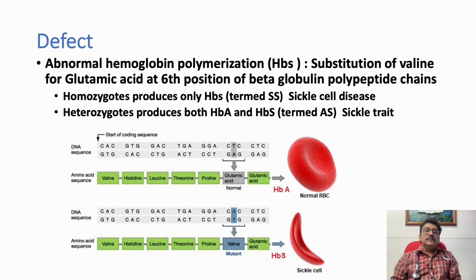And heterozygotes produce both HbA and HbS. That means one from the father, one from the mother, that produces AS, that is a normal gene with an abnormal gene. That cannot produce a disease, it can produce only a trait. We will see that afterwards. So sickle cell disease means they have two abnormal genes. Sickle cell trait will have only one abnormal gene that produces only the trait. They are carriers, they cannot develop the disease.